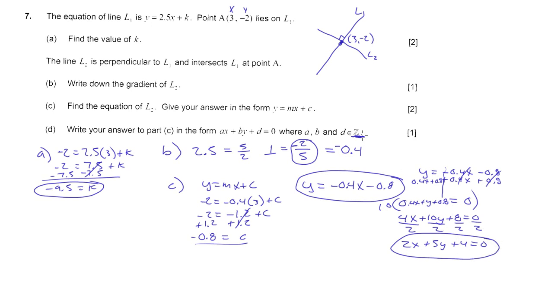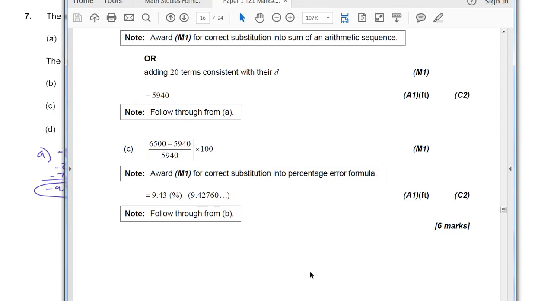Okay. Also on here, normally it doesn't specify it, but you want the x term to be positive. So if for some reason at the end this was negative 2x plus 5y plus 4 equals 0, you'd want to switch all your signs so that your x was positive. Okay, let's check on our mark scheme and see how we did.